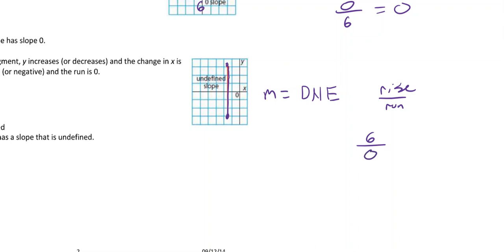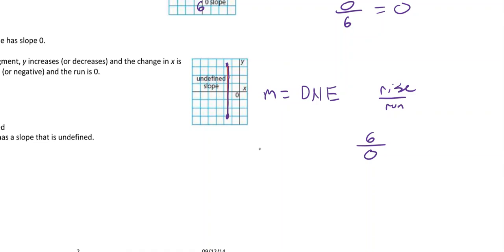What do you get if you go 6 divided by 0? Can you guys right now, just so you can see it for yourselves, go in your calculator and do 6 divided by 0? What does your calculator tell you? Yeah, so you should get an error in your calculator.